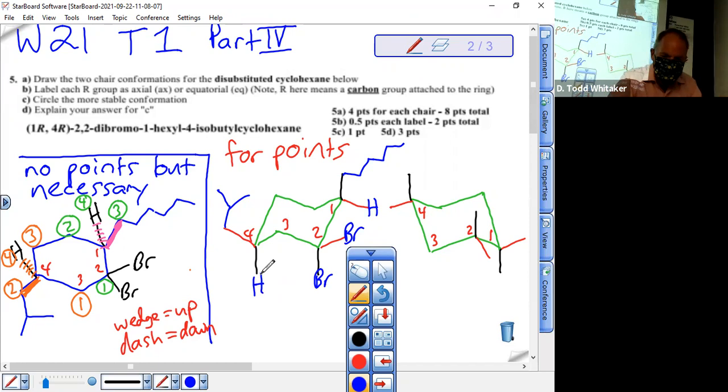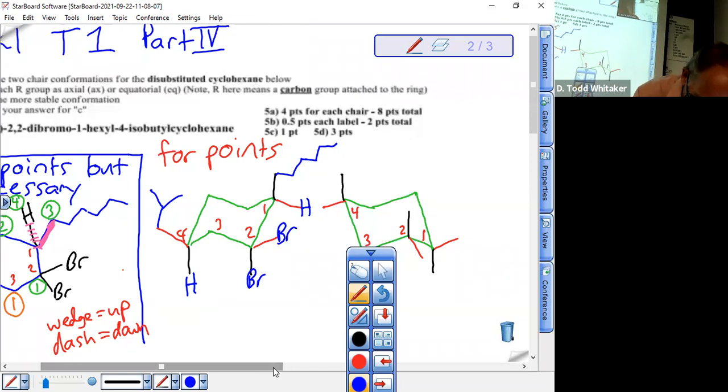And then you need to remember what happens when you go from one chair to the other. All the ups stay up. All the downs stay down. All of the axials become equatorials. Your hexyl group goes here. And it's up. Up stays up.